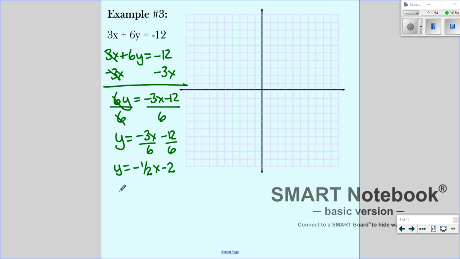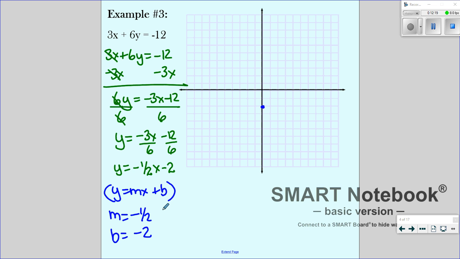Now we have our y equals mx plus b form, so I'm going to put that there, so you know that we've converted from the standard to y equals mx plus b. So our m is negative 1/2. Remember, whatever sign is in front of the number, you have to keep it. And then our b is negative 2. So b is where we begin, which is negative 2.